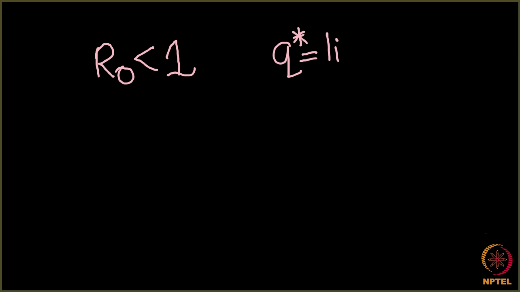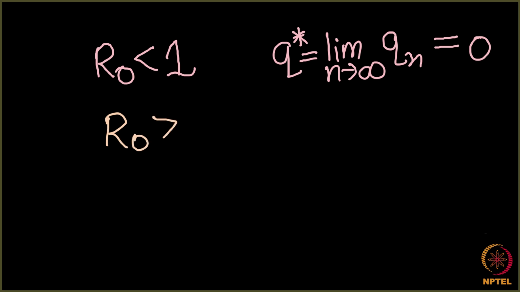So we have formulated the problem statement. I'll again revise it. I'll keep revising things again and again so that we shouldn't get confused where we are in the proof. Our problem statement was simply, we have to prove that if the value of R0, the basic reproductive number, is less than 1, then our Q star, which is nothing but the limit as n tends to infinity of Qn, is equal to 0. And if our R0 is greater than 1, then the same Q star is greater than 0.